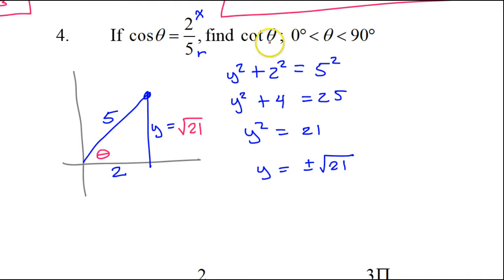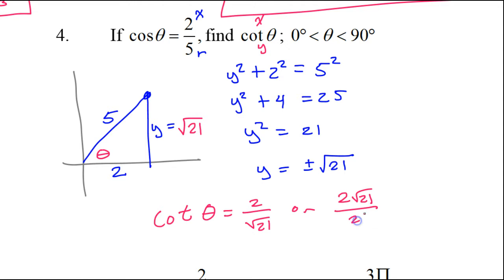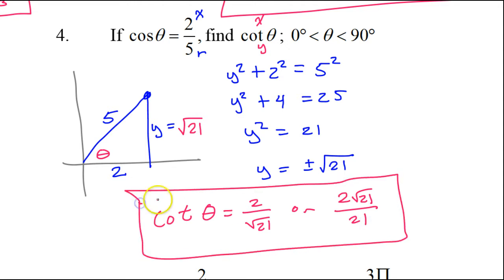So now we can do the cotangent, remembering that cotangent is x over y. So the cotangent of theta is going to equal x over y. So that's going to be 2 over radical 21. Or, rationalizing the denominator, 2 radical 21 over 21. All right, that's the answer for number 4.